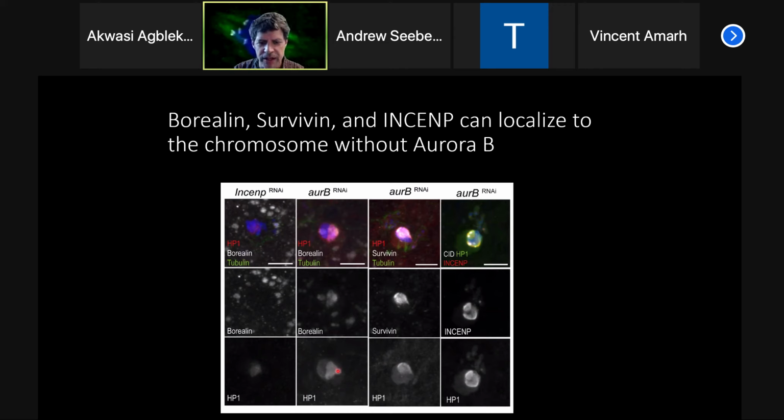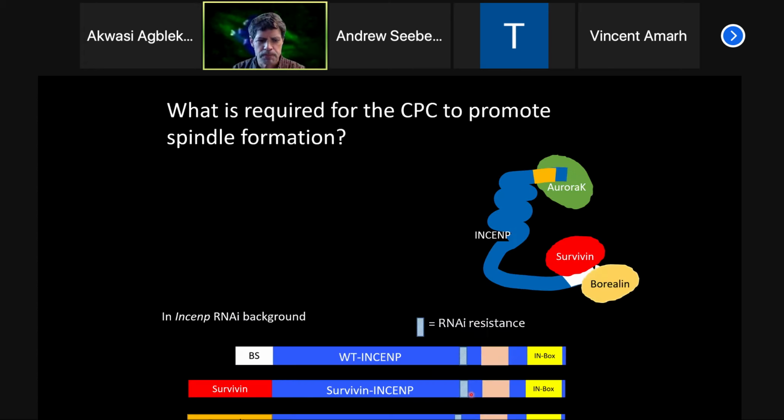So you can see that the CPC and HP1 are co-localized, suggesting that the CPC is first able to be recruited to the heterochromatin region of the chromosomes. And you can see that with the other subunits, survivin and INCENP, all of them co-localizing with HP1. So this made us think that we should be looking at HP1 as interacting with the chromatin.